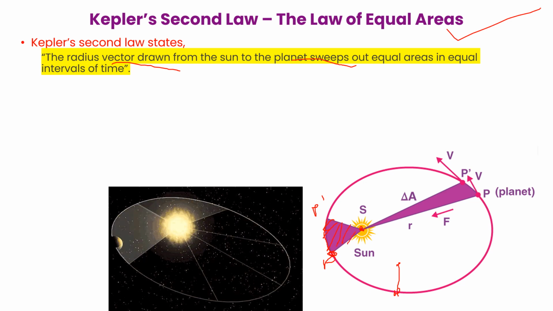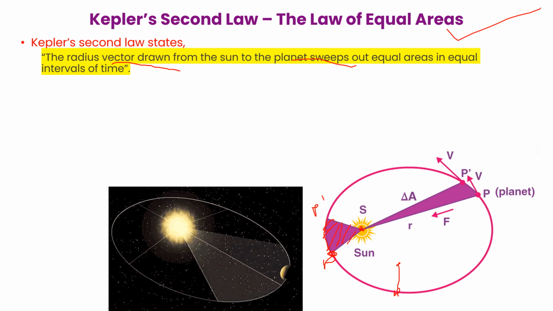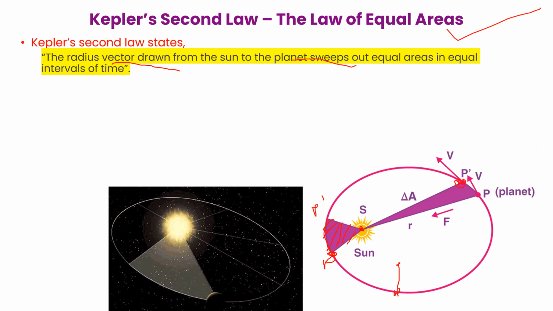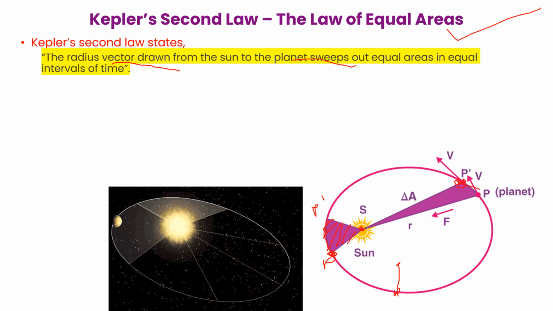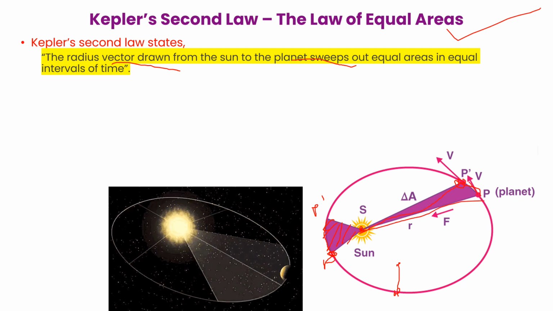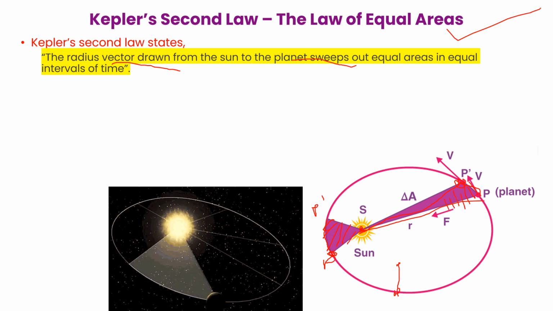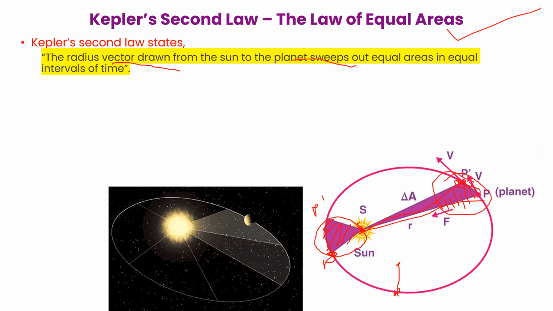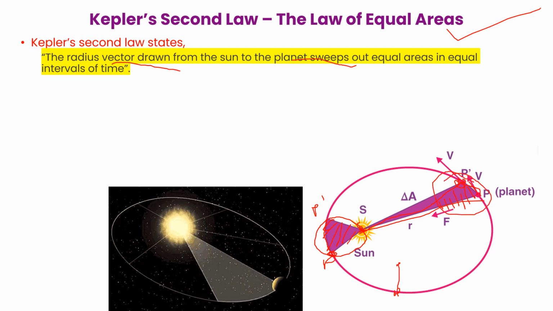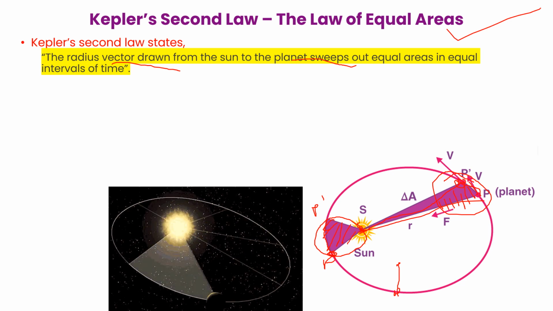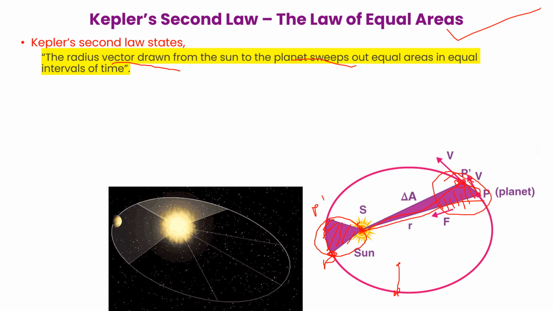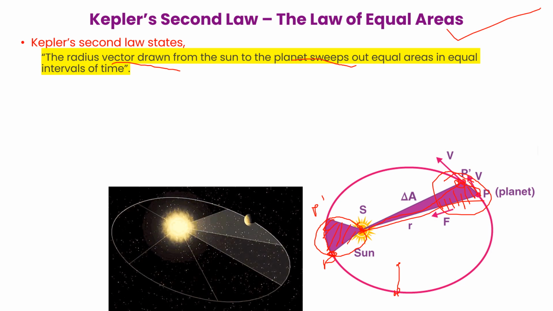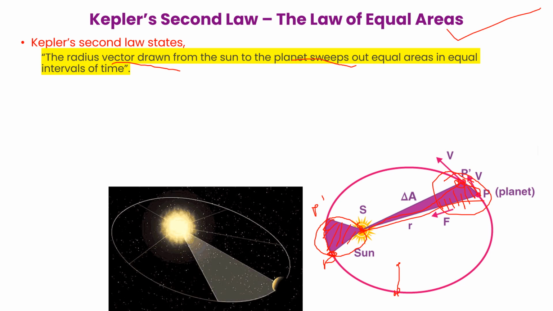Correct? And now consider after 4-5 months, or we can say a few periods of time, the planet reaches this point. Correct? And then again let's see for 1 month. So again it will cover some area, the planet with respect to the sun. Correct? So the area covered in equal intervals of time will be exactly equal. Correct? So therefore the second law says that the radius vector drawn from the sun to the planet sweeps out equal areas in equal intervals of time.